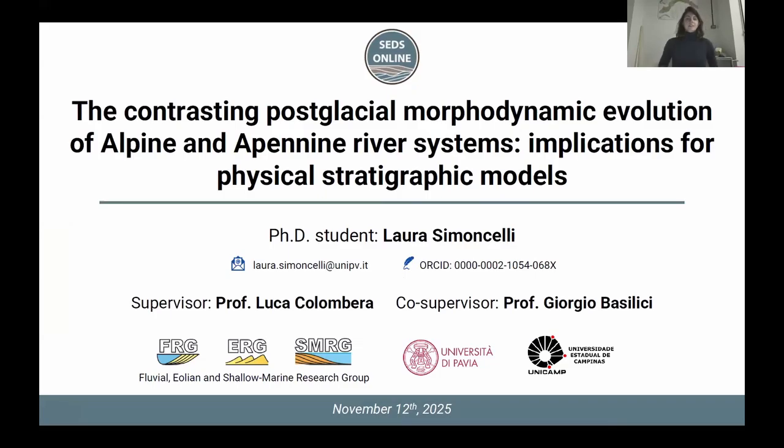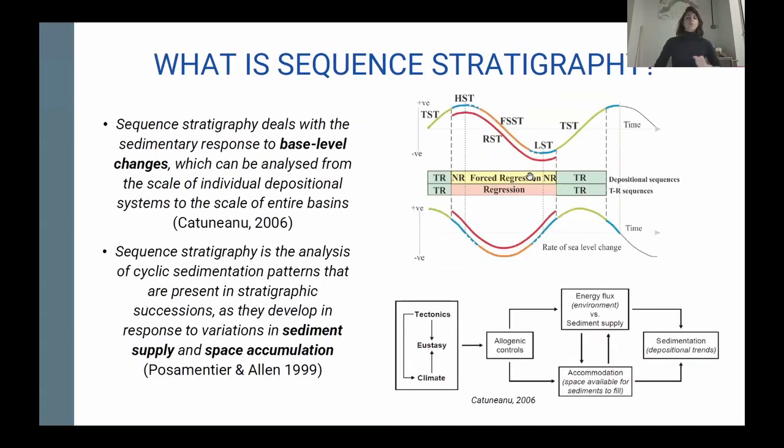Thank you. Hi, everybody. I am Laura. I am a first-year PhD student at the University of Pavia. And today I would like to share my research on the contrasting post-glacial morphodynamic evolution of Alpine and Apennine river systems, implications for physical stratigraphic models. So let's start with a simple question.